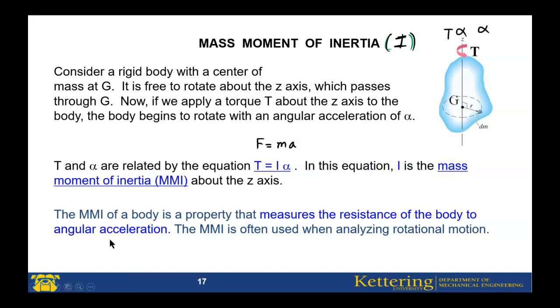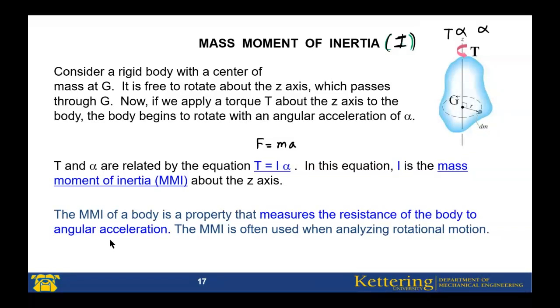The definition of I is the resistance of a body to rotation. For example, look, I have two cylinders that look like this. The radius of this one is more than this one. Okay? If I apply the same torque to rotate them, which one is more difficult to rotate?